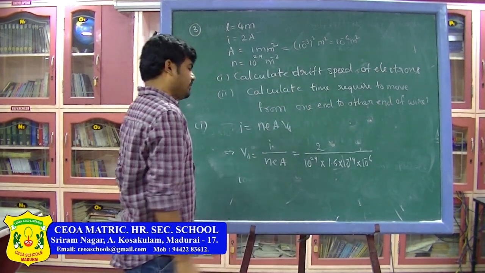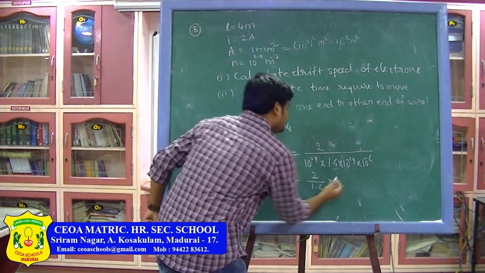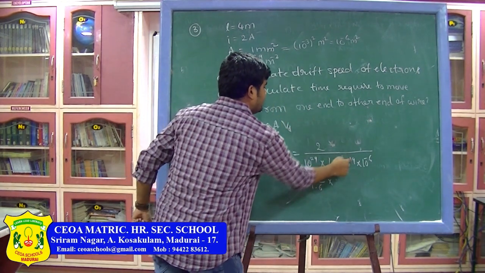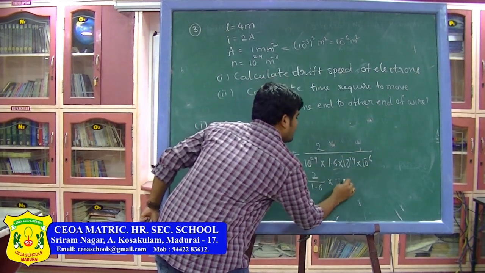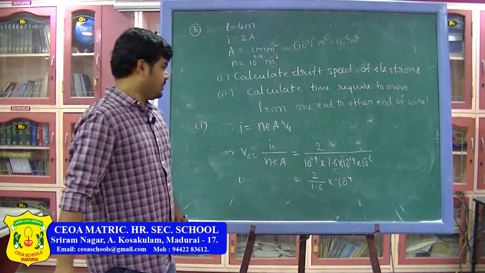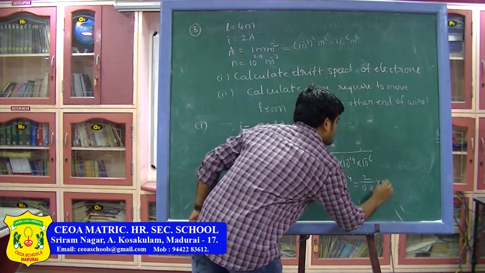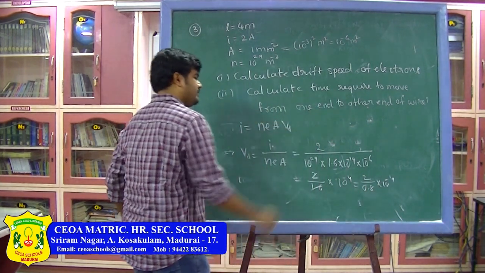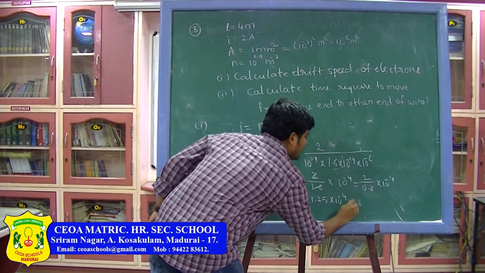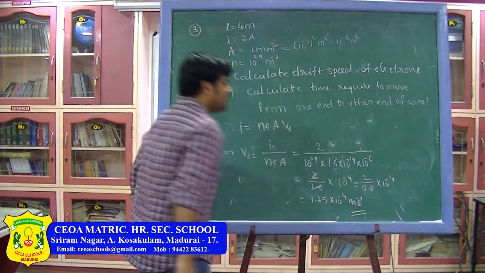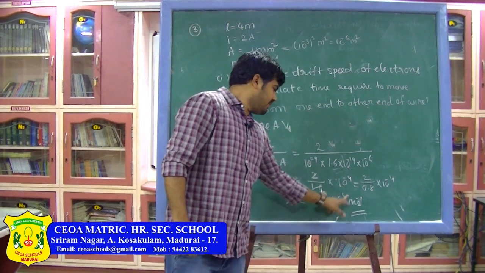Now, simplifying this, you will get 2 divided by 1.6 into 10 power 29 minus 19 plus 10 minus 6, it will be 4. So 10 power plus 4 becomes 10 power minus 4 in the numerator. So, it will be 2 divided by 0.8 into 10 to the power of minus 4. If you simplify this, you will get 1.25 into 10 to the power of minus 4 meter per second. So, this is the drift speed of electrons. Remember, 1.25 into 10 to the power of minus 4 meter per second is a very small value.